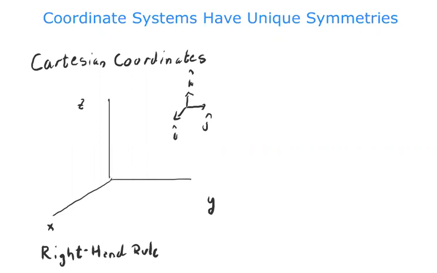So having defined this coordinate system in 3 dimensions, we talked about vectors ad nauseam last lecture. The most important vector in this particular coordinate system is R. And R is the position vector.